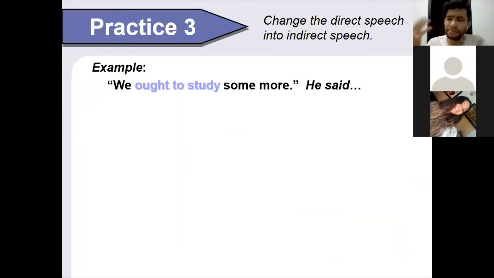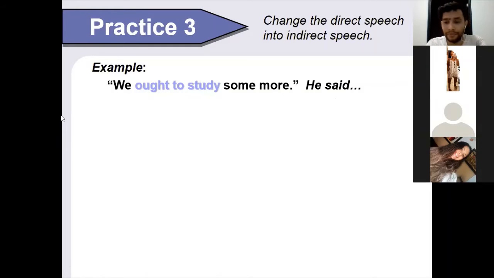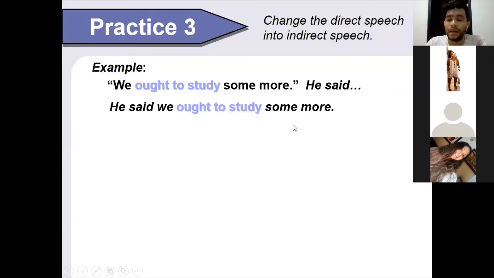Now, let's practice a little bit, guys. We ought to study some more, he said. He said that. All right. He said that they ought to study some more. All right, he said that we ought to study some more.